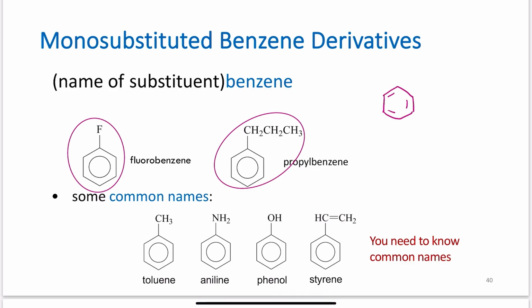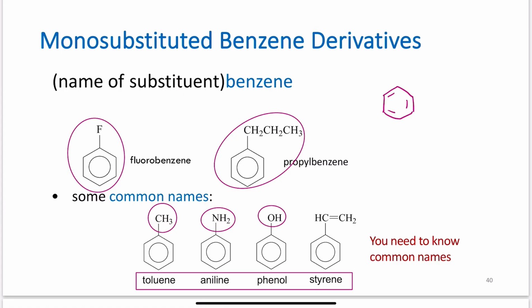Okay, if it's just the main group, that benzene group is only attached, we name the attachment and then just say benzene. Some common names, you do have to know these. You're going to see these in organic chemistry, so might as well start learning them now. If we have a methyl group attached to the benzene ring, we don't call it methylbenzene, we call it toluene. If we have that amino group attached to the benzene ring, we don't call it aminobenzene, we call it aniline. If we have that OH group, we don't say hydroxybenzene, we call it phenol.